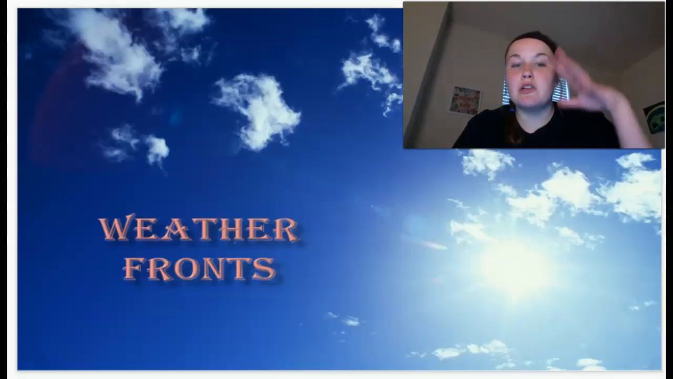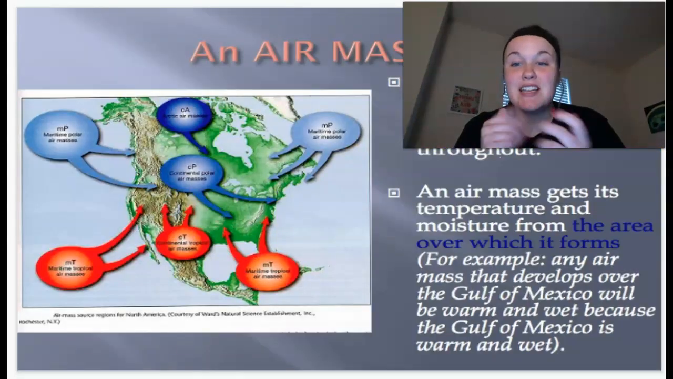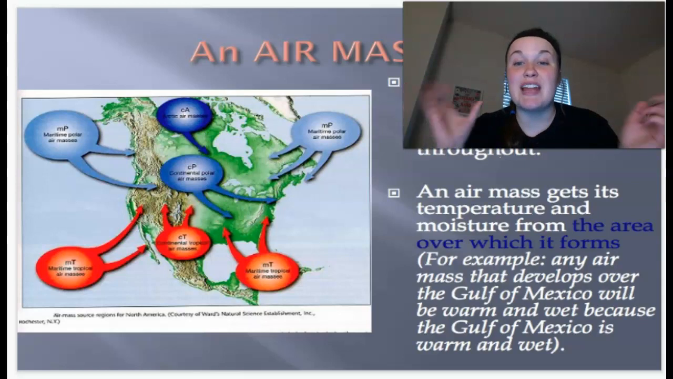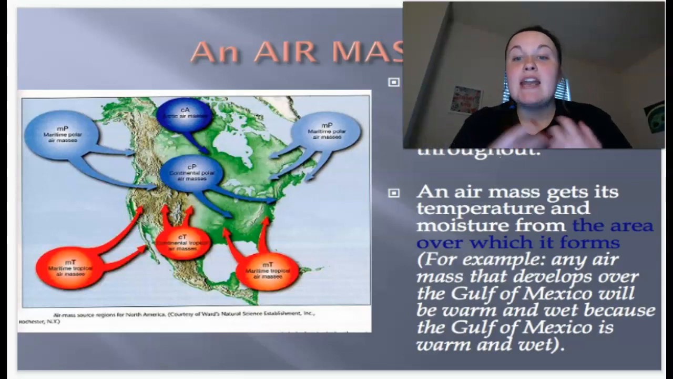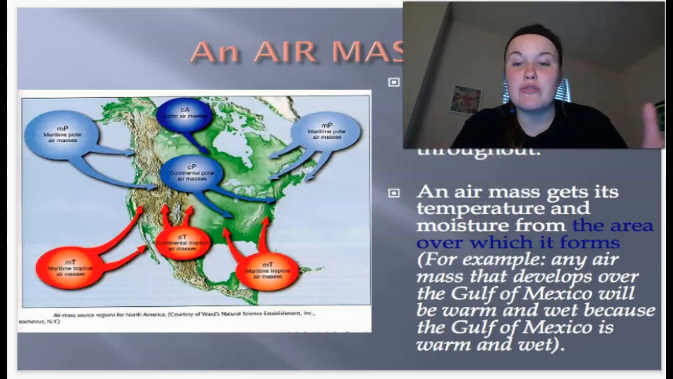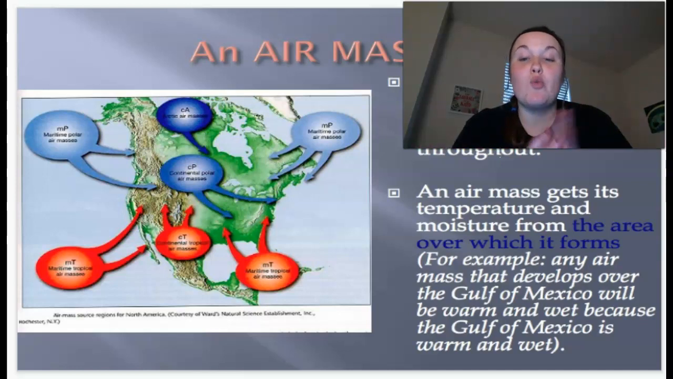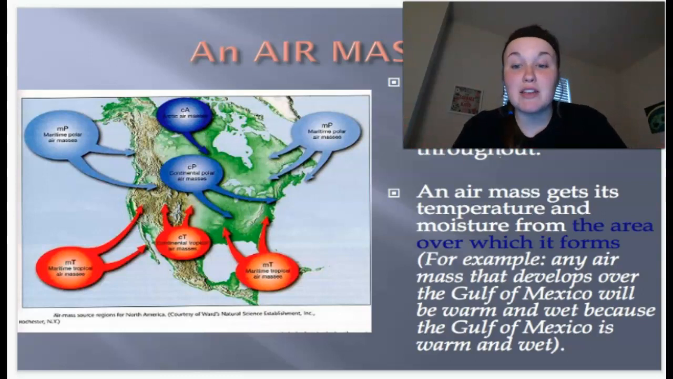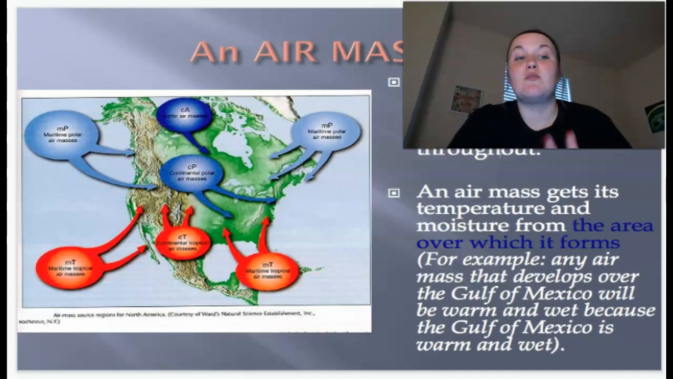Alright, so first we're going to learn about weather fronts. So first, an air mass. An air mass is just a large body of air that has a similar temperature and moisture throughout it. An air mass gets its temperature and moisture from the area over which it forms. So, for example, any air mass that develops over the Gulf of Mexico will be warm and wet because the Gulf of Mexico is warm and wet. And these air masses move.